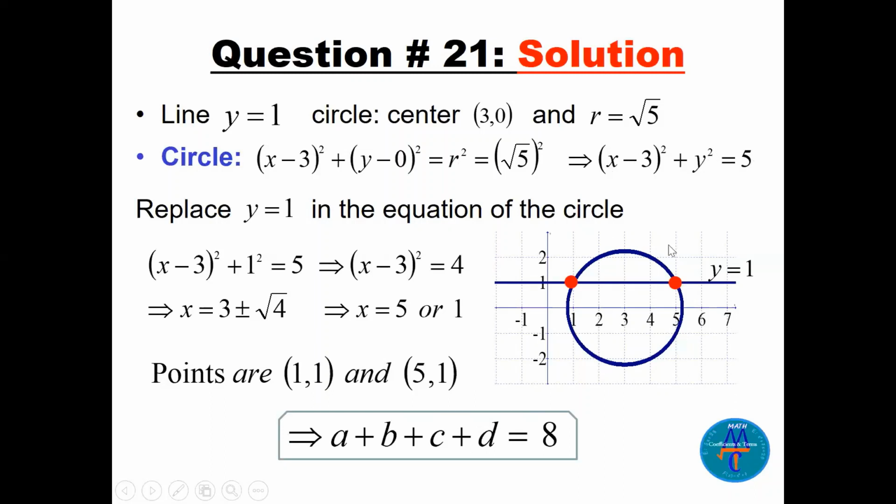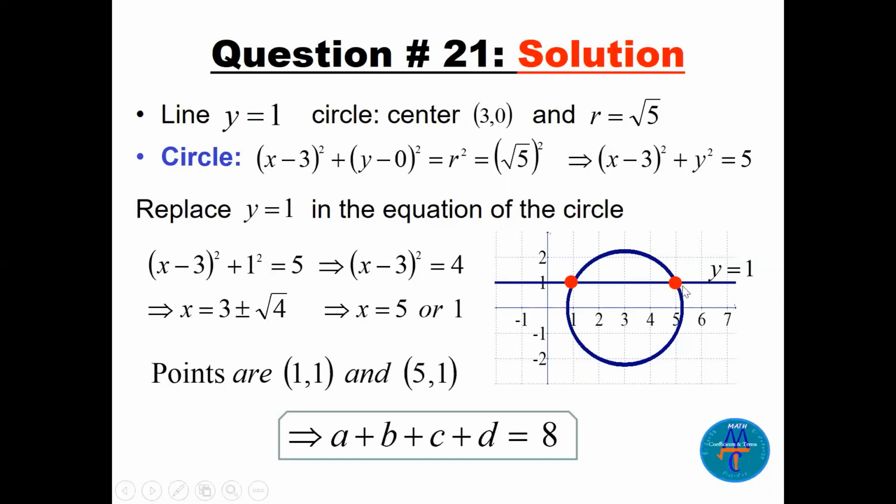This is our circle. Even if you don't sketch it, this is our circle. Now the question says the line y equals 1 will cut the circle. So I replace 1 there in the equation, 1 squared. Take it to the other side, it becomes 4, because there is a 5 there. Then this is a simple quadratic equation, power 2. Take the square root of both sides, so x will be 5 or 1.